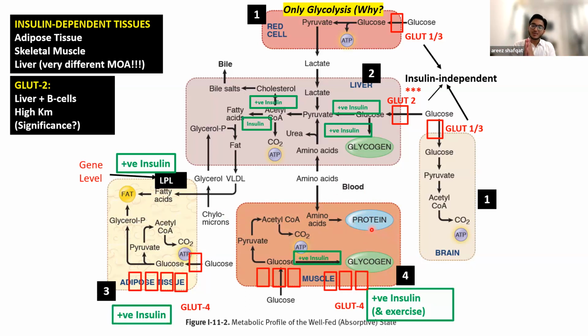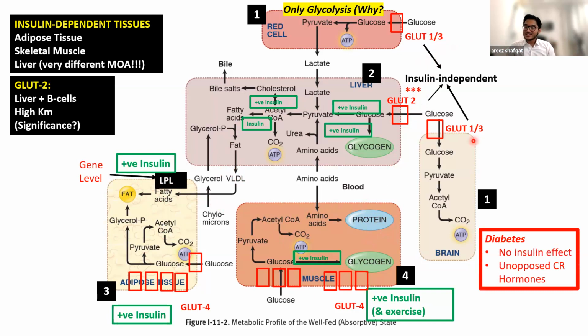So all of these pathways are what happen when you're in a well-fed state. Insulin is going to the liver, telling the liver what to do with the glucose. Insulin is telling the adipocyte to upregulate GLUT4 and to upregulate LPL. It's also telling the muscle to upregulate GLUT4, glycogen synthesis, and protein synthesis. Importantly, GLUT1, GLUT2, and GLUT3 have no relationship to insulin. You have to remember that.